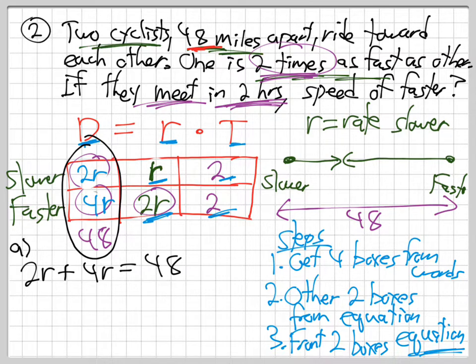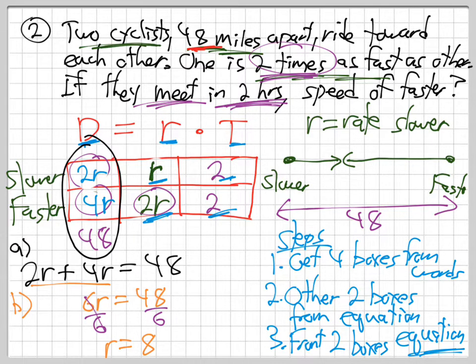And then in part B, you go ahead and solve that equation. So let's solve for R there. How do we solve? You add the 2R and 4R. What's 2R plus 4R? 6R. 6R is 48. Last step, divide by 6 to get R alone. Divide by 6 on both sides. So R equals, was that 8? So R is 8.